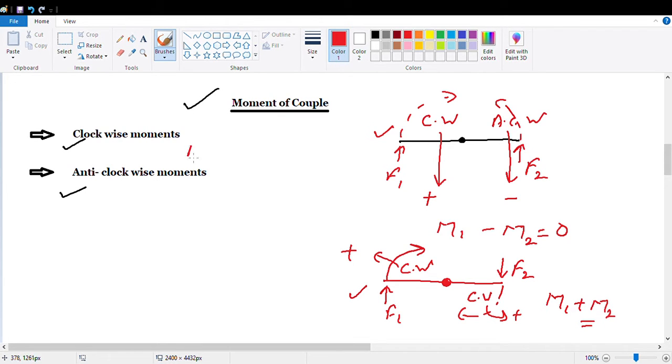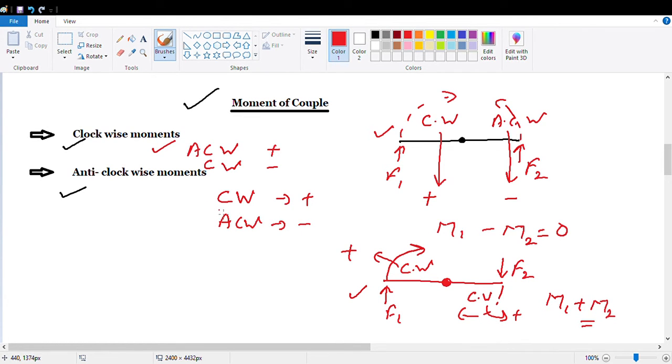Now it's totally your wish. Either you take anti-clockwise moment positive, clockwise moment negative, or clockwise moment positive, anti-clockwise moment negative. It's totally up to your wish. If you are choosing anti-clockwise moment positive, clockwise will be negative, and if you are choosing clockwise moment positive, automatically anti-clockwise moment will be negative. But in your theory during the derivation or in the numerical, always stick to your rule only.